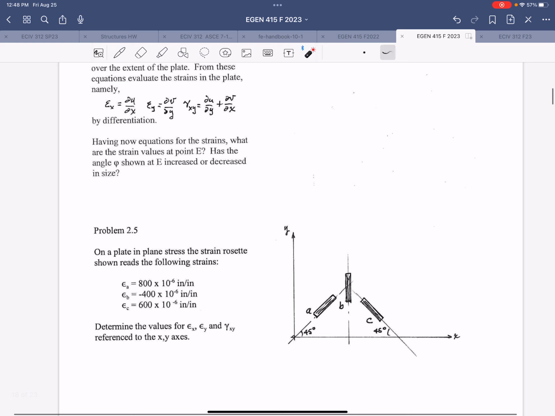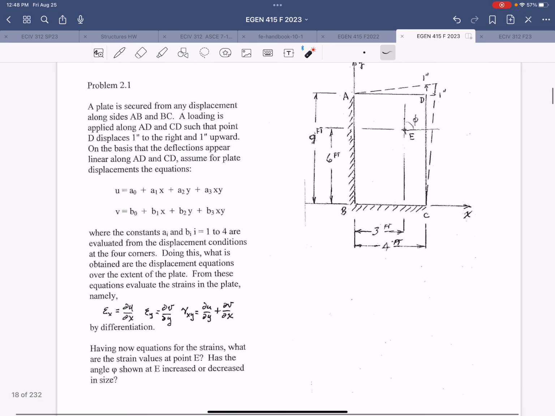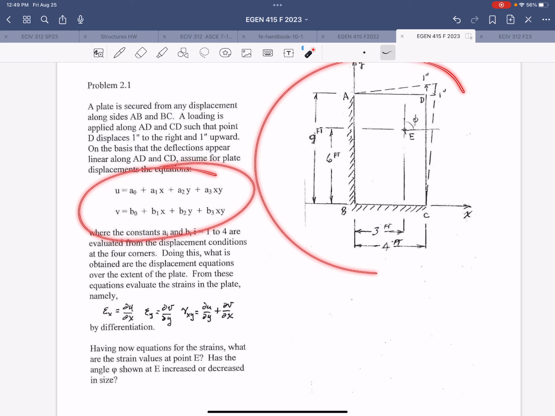So the second problem is just going to be using strain transformation equations to figure out strains from strain gauge readings. And then the first problem is what is tied directly to those equations that we just derived. So here you have this plate that is rigidly attached along two sides, but it's free to deform on the other two sides. So only one corner can displace. And so this corner D is displaced 1 inch in both directions. So you're asked to use the information given here in conjunction with the equations for u and v, which again represent the displacement in x and y respectively. So you need to find the constants, a naught, a1, a2, and a3, and b, and so on, using the information given here.